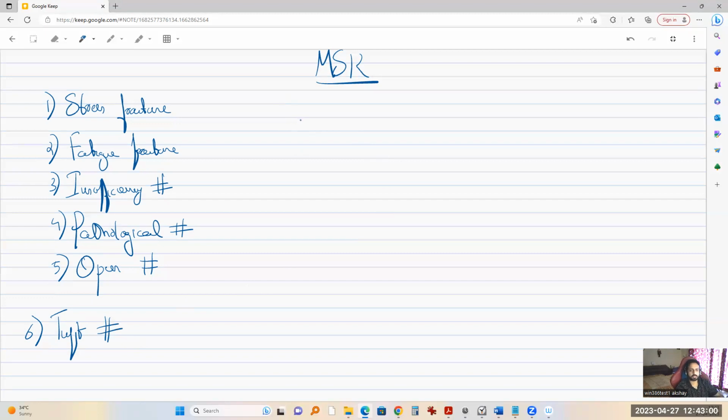So let's first see what a stress fracture is. Here actually these two, fatigue fracture and the insufficiency fracture, are two types of stress fractures. Okay, and so what is a stress fracture? So let's see what a stress fracture is.